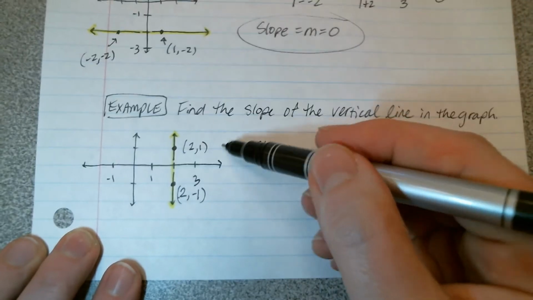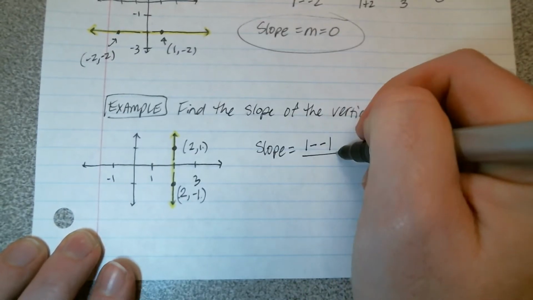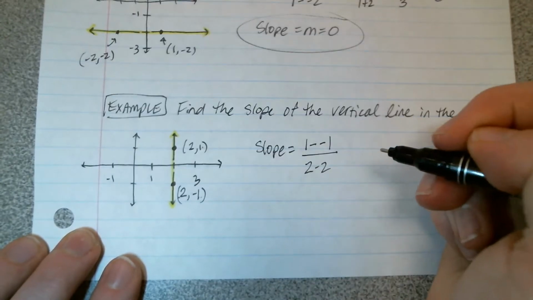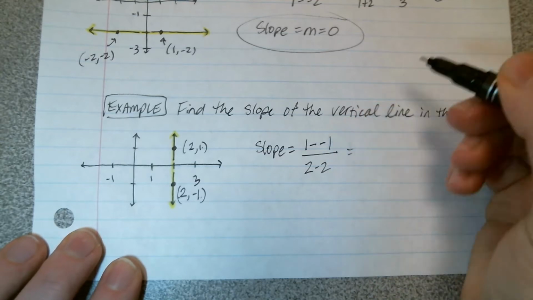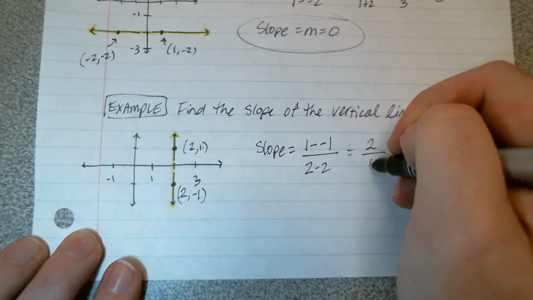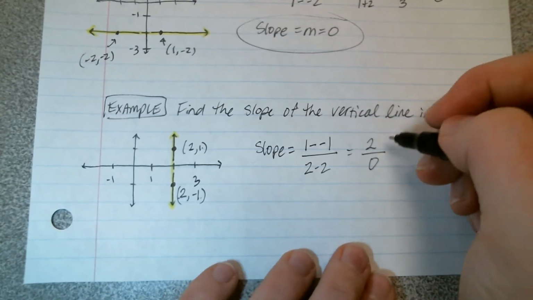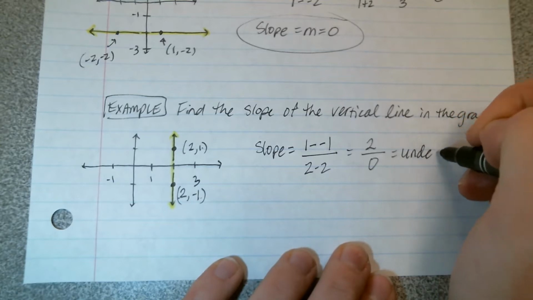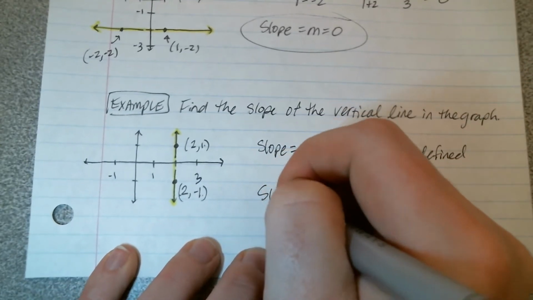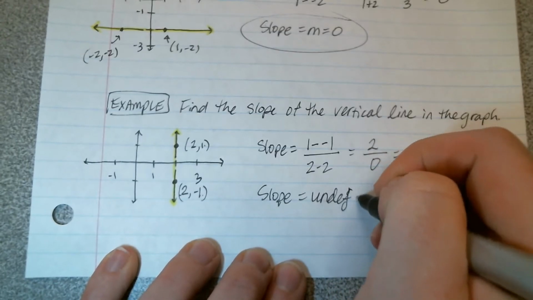So I need the difference in the y's divided by the difference in the x's. So double negative becomes positive, so 1 plus 1 is 2. 2 minus 2 is 0. So 2 split 0 ways. Unfortunately, this is undefined. And that's fine. I mean, it's not ideal, but it's completely acceptable.